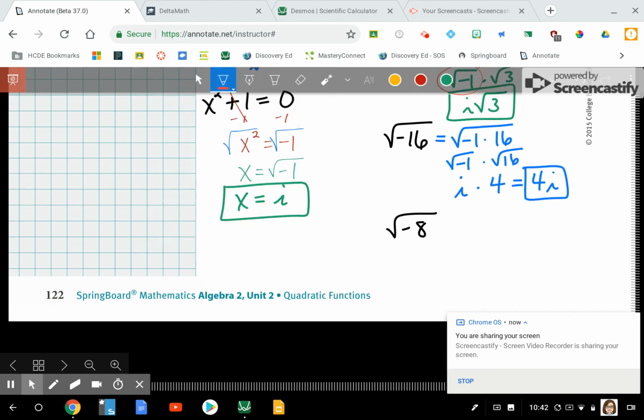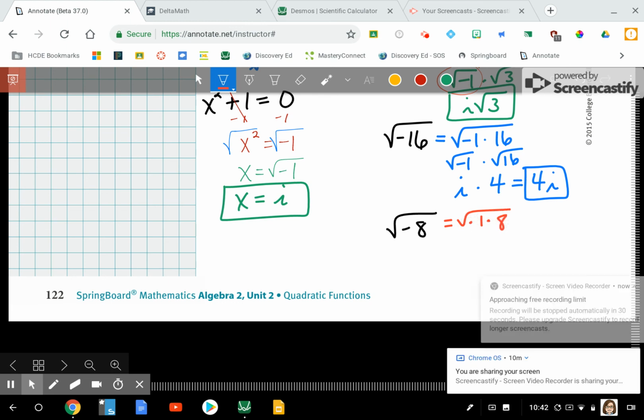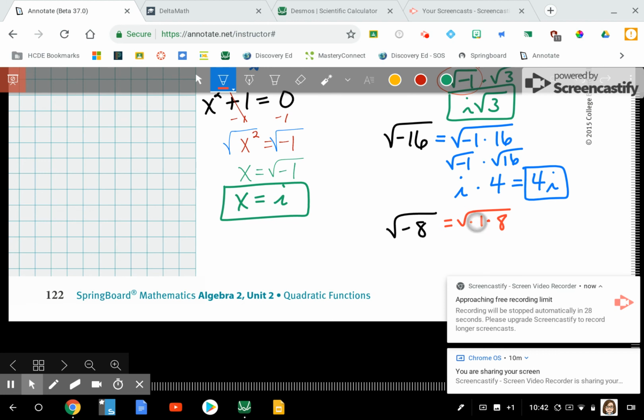Okay, let's look at one more. It's a little bit harder. So right here, this is square root of negative 1 times 8. So I want you to try this one on your own.